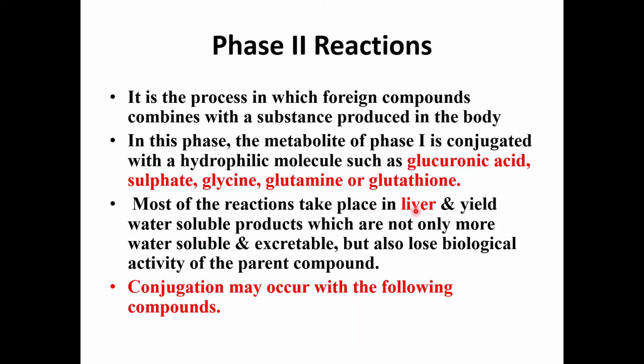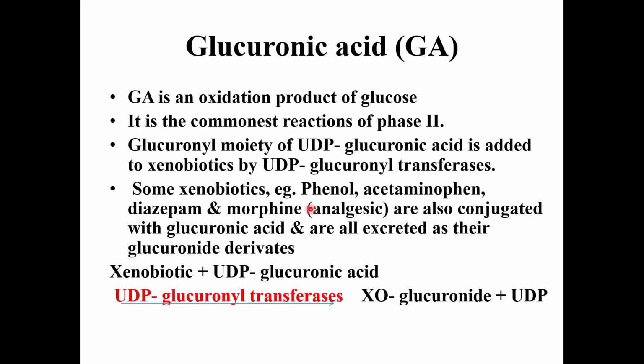The liver is the major site of detoxification because it is equipped with all the enzyme machinery and yields water soluble products, which are not only more water soluble and excretable but also lose the biological activity of the parent compound. So conjugation may occur with the following compounds. One by one we'll be discussing all these: glucuronic acid, sulfate, glycine, glutamine, and glutathione.